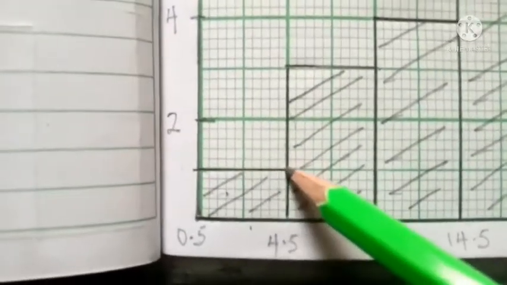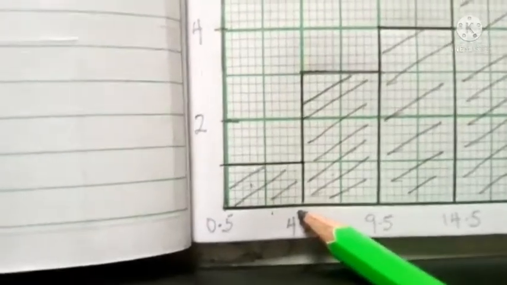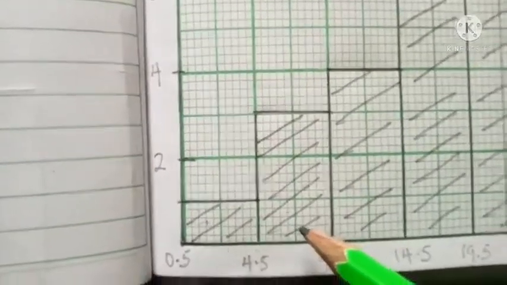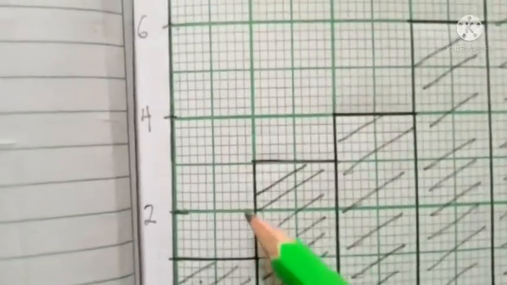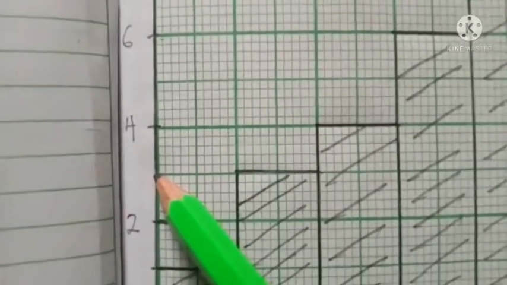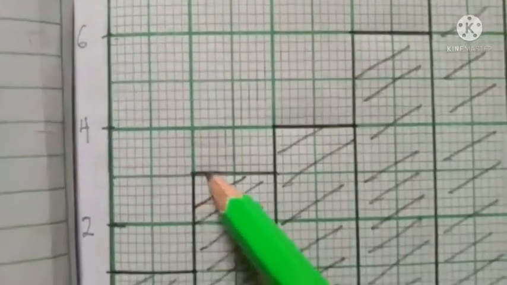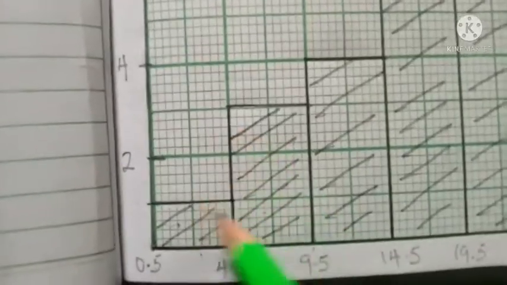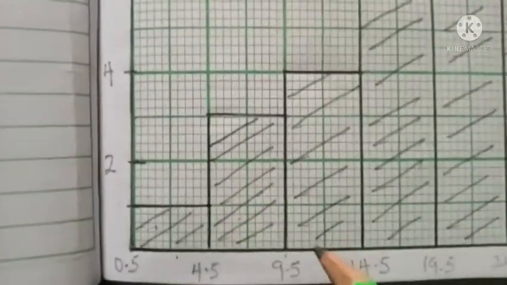So here you are. From 4.5 to 9.5, right? How many are they? They are 3, right? So let's look at the 3. So this is 2, this is 3. Is that okay? So this is where I'm having a bar here. Remember that in a histogram there are no spaces in between, right?